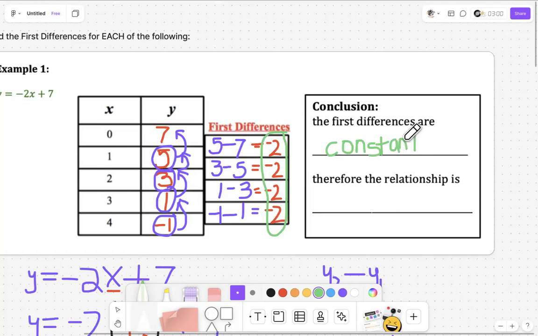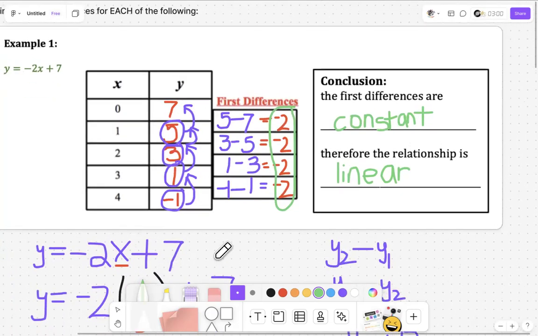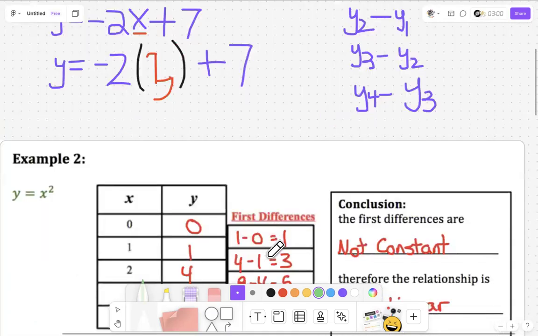And therefore, the relationship is definitely a linear relationship. The graph is going to be a straight line, linear. Okay, that's a very easy process, easy to understand as long as you're starting from the bottom and going all the way to the top and knowing that we're only talking about the y values, not the x values.